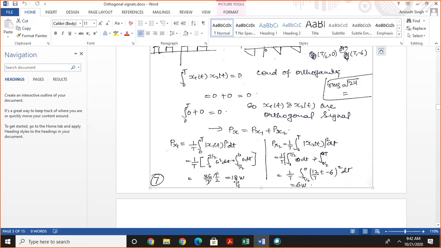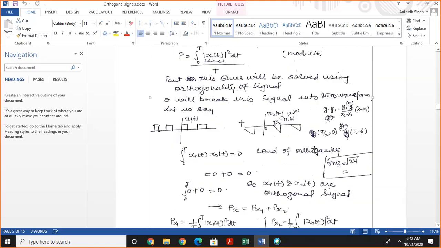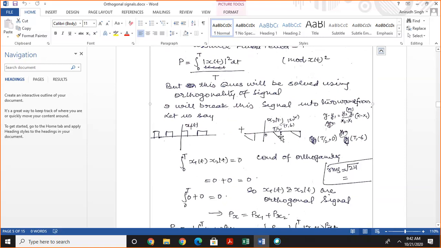When there is some value of x1(t), the value of x2(t) is 0, and when the value of x1(t) is 0, there is some value of x2(t). So if we multiply x1 and x2, we get 0 plus 0 is equal to 0. Means these two signals are orthogonal signals. So we can easily calculate the power of this one.